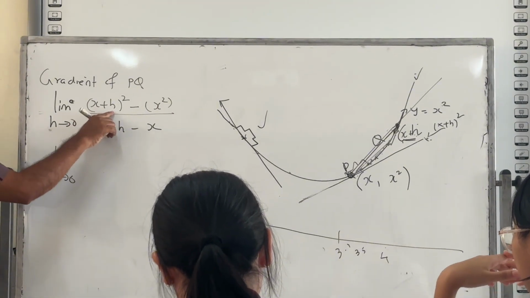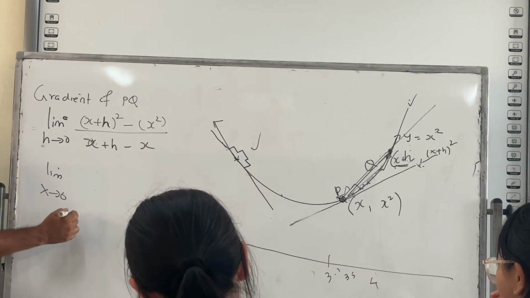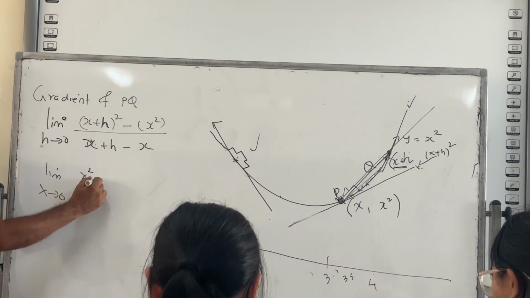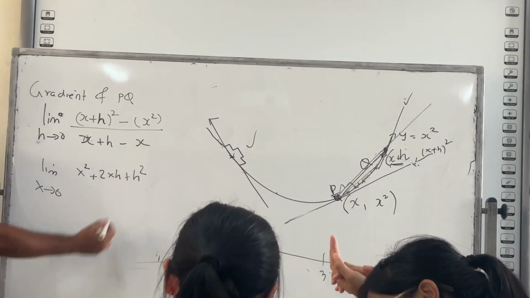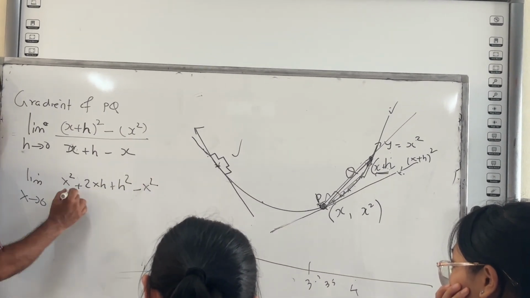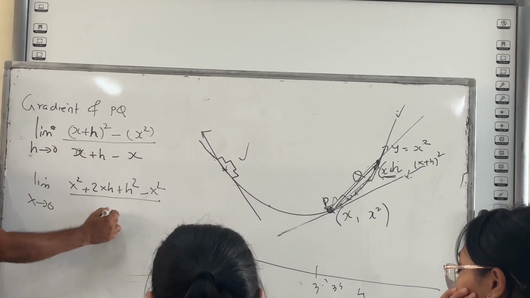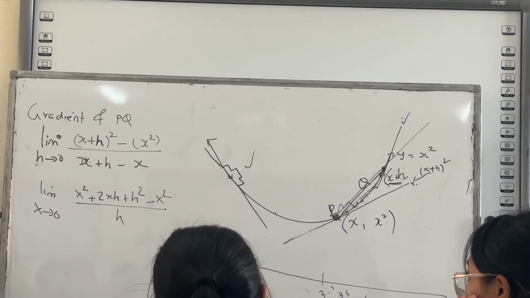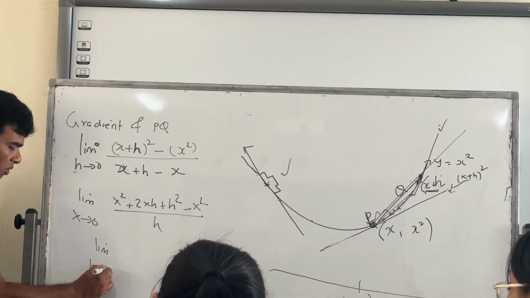You know what is the formula? What is a plus b the whole square? a square plus 2ab plus b square. Correct? Minus this x square, the whole divided by x minus x gone. So you will get h. Understanding? That is limit h approaching 0.